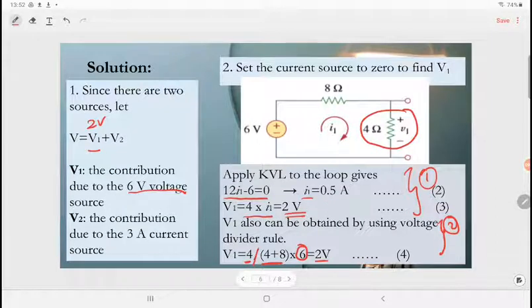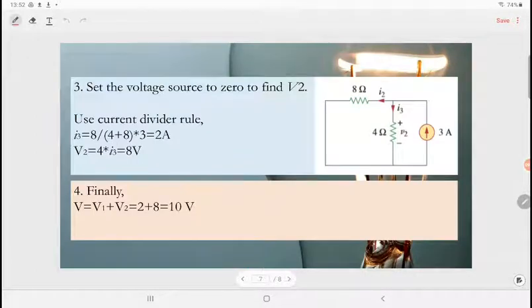Alright, so next step, we need to find the value of V2. V2 is due to the contribution of the 3 ampere current source, so at this time the 6 volt must be turned off. In order to turn off the 6 volt, you need to short circuit the 6 volt voltage source. Therefore, if you see here, there's no more 6 volt.